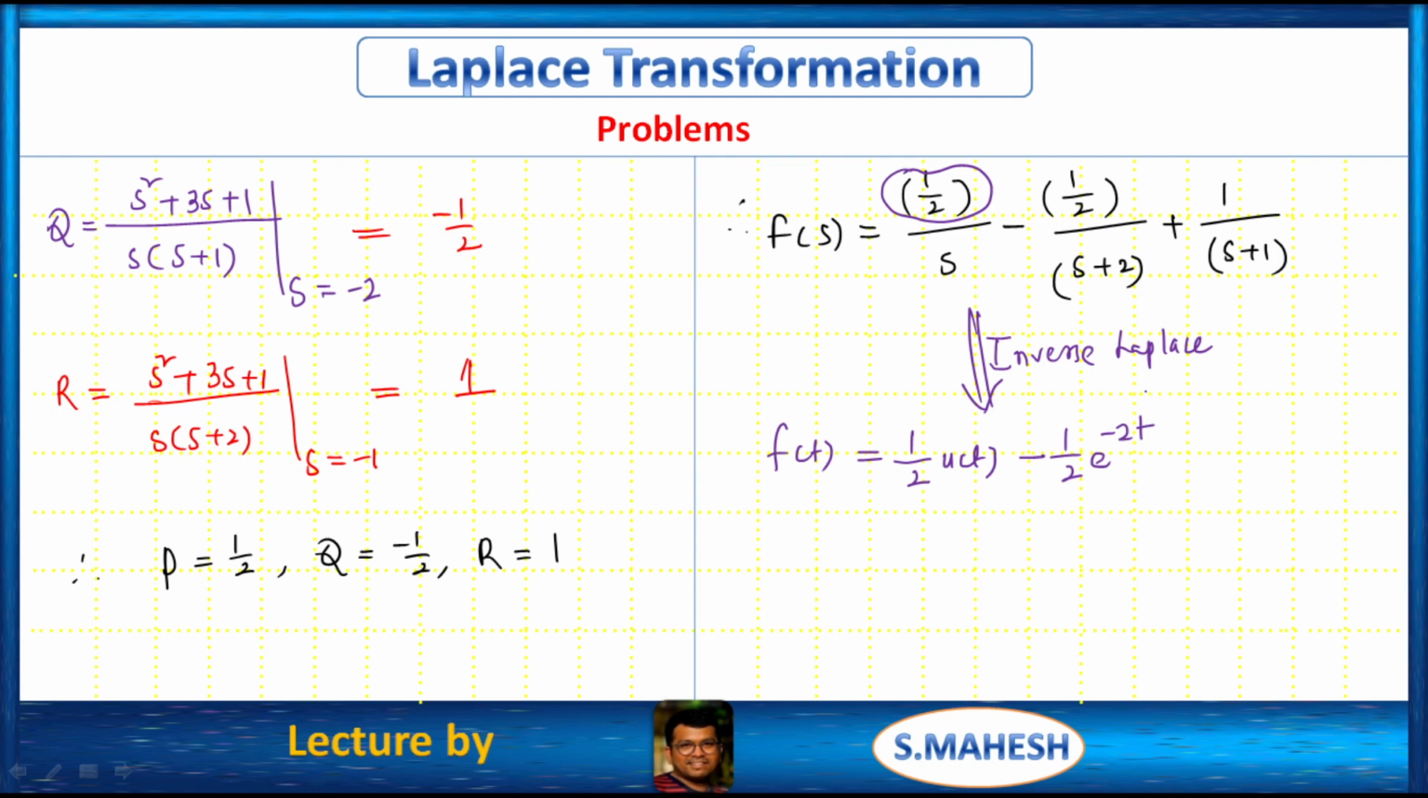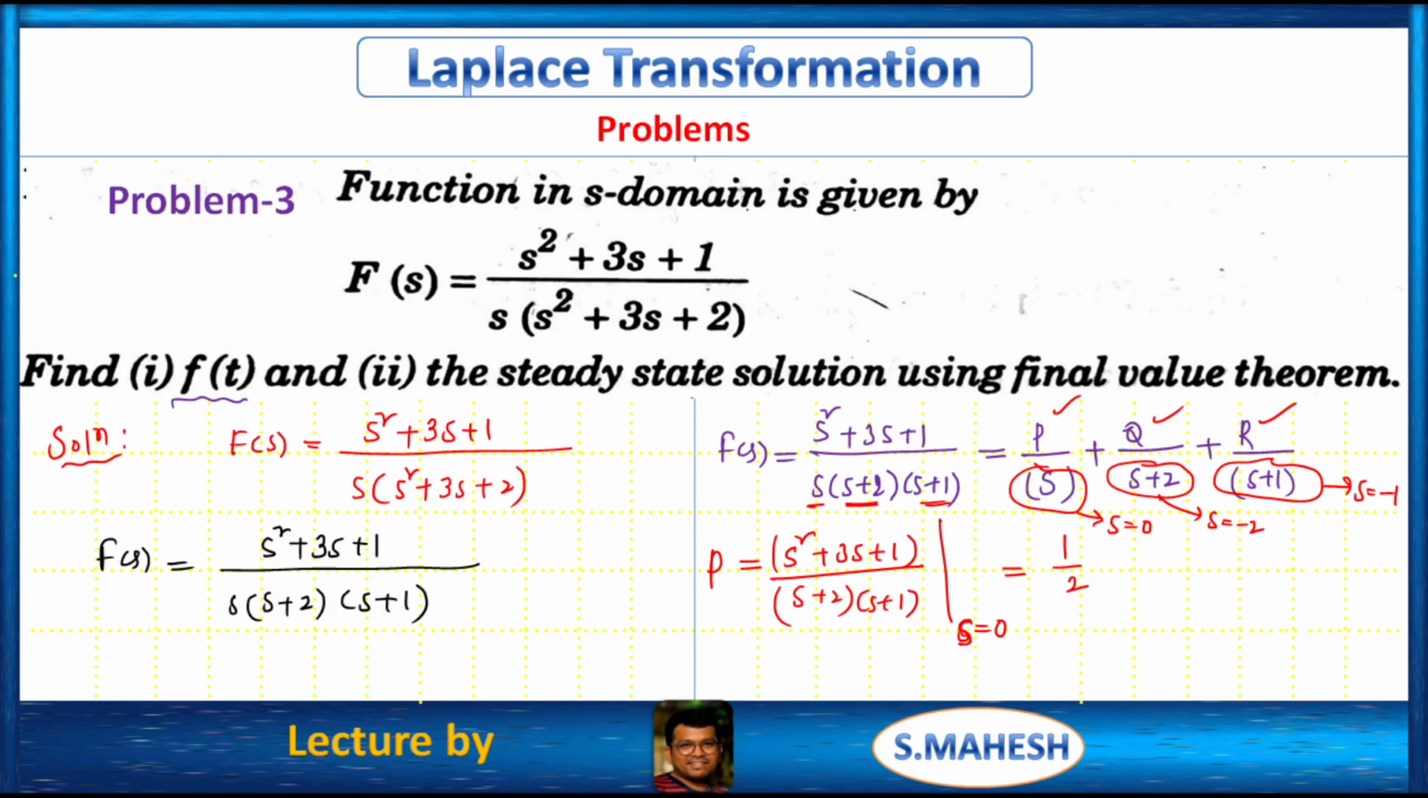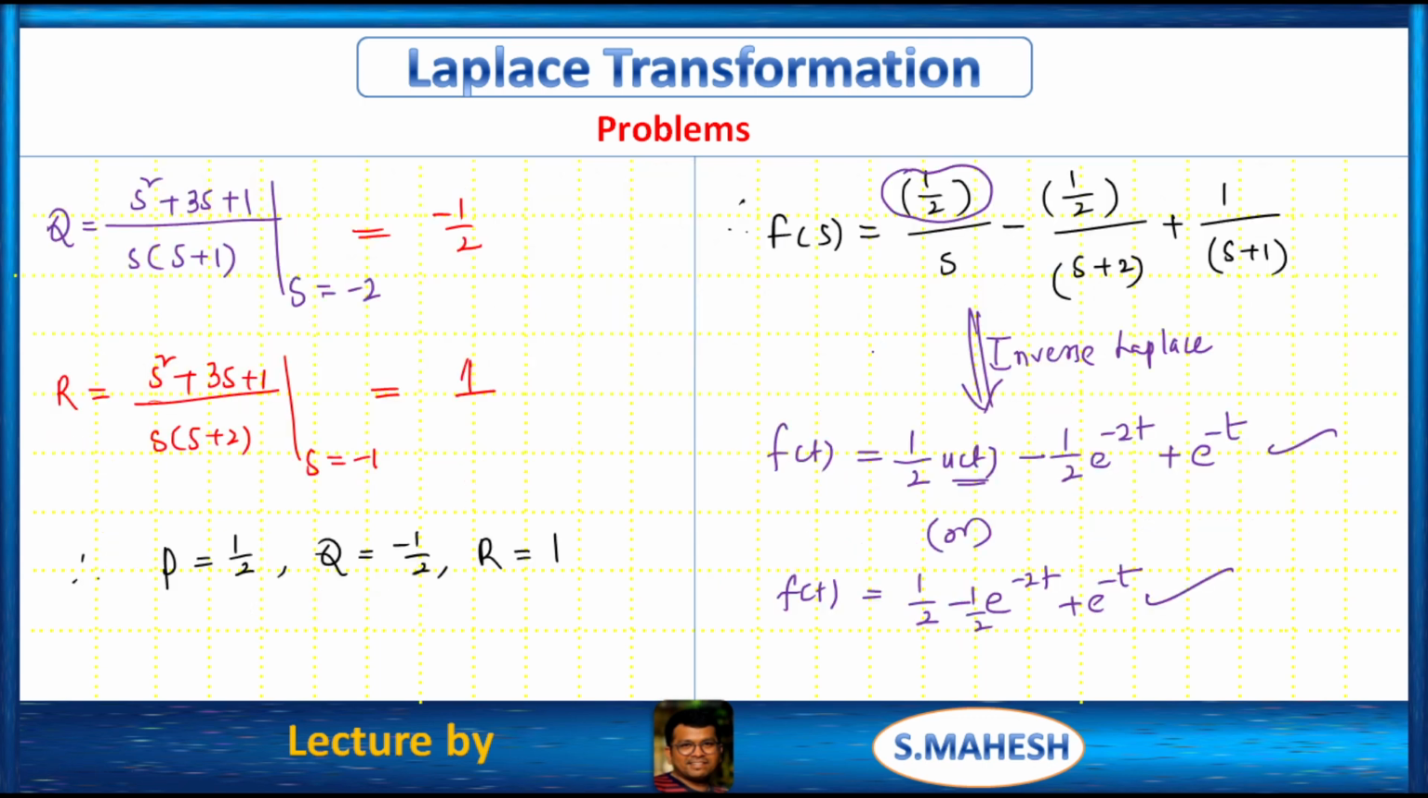If you have any doubt, go through that formula table. Like that, plus 1 into e power minus t. Or you can write f of t equals 1 by 2 minus 1 by 2 e power minus 2t plus e power minus t. So there is no representation of u of t. You can write like this or like this. This is the inverse Laplace transformation of this equation. This is the way of the partial fraction method.